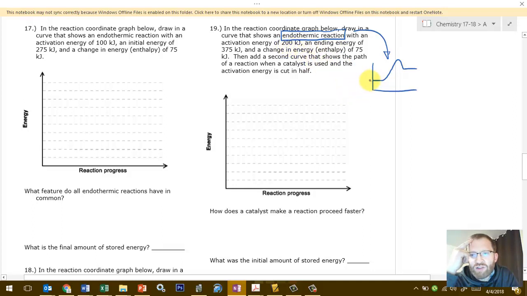And remember, the activation energy is always the size of the hill from the start of the reaction to the peak of the highest point in that hill. So there's our activation energy, right? But it also tells us an ending energy of 375. So ending energy is going to be over here, 375.